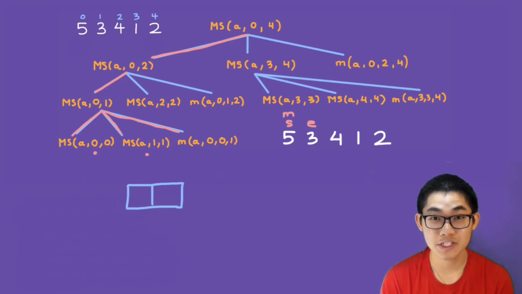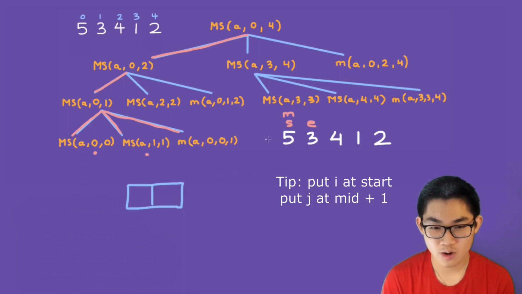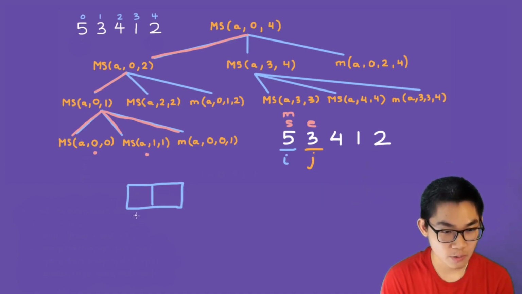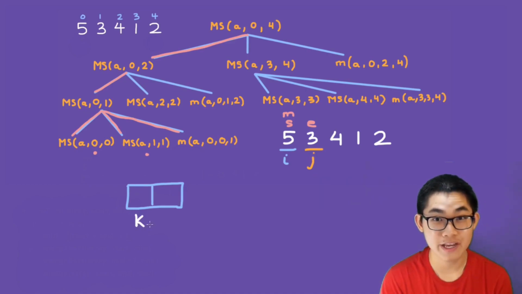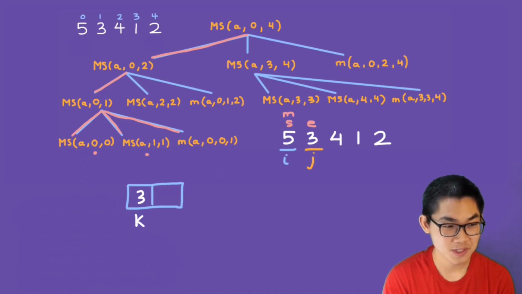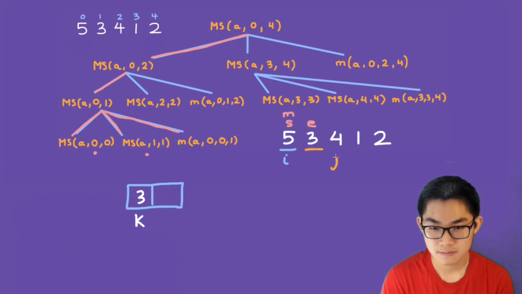The next step is to determine i and j. So we're going to put i at the start right here, and then j will be the mid plus 1. So the mid is 0 plus 1 is 1. So j will be right here. Then we have k, and we're going to put k at the beginning of our temporary array. We ask i and j which number is smaller. And of course, 3 is smaller, right? So we're going to put 3 into our temporary array, and then we move j up. Then we also move k up.